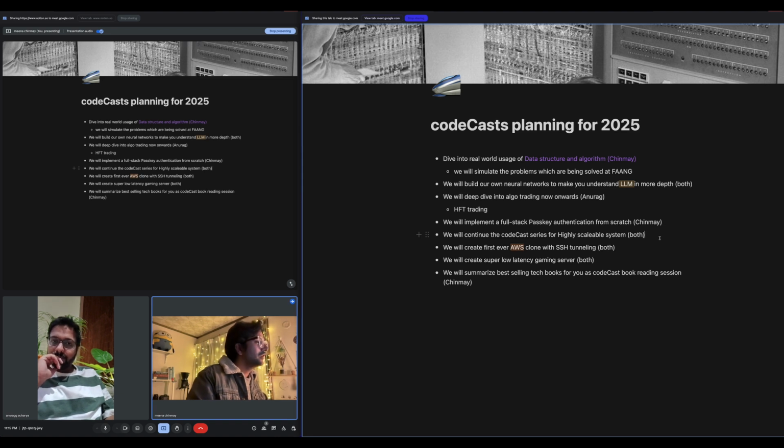And the next one is we will create a super low latency gaming server. We have decided to do it. We don't know what type of gaming server it will be, but it has to be extremely low latency. Before this video, as we were talking, we'll try to simulate at least 100,000 multiplayers concurrently, and we will try to make their communication super low latency. We do not have any concrete plan as of now, but it's on our 2025 to-do list.